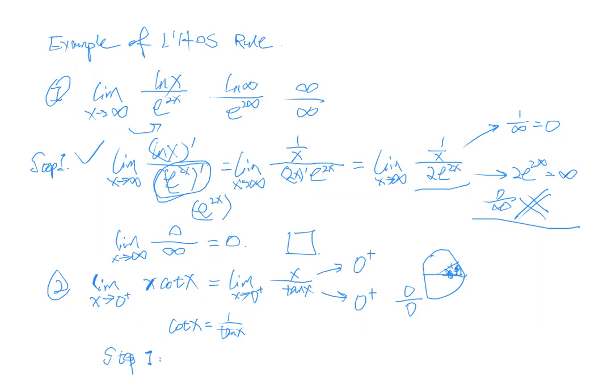So first, apply it the first time. What do we get? We get 1, which is the derivative of x, over the derivative of tangent x. So now, taking the derivative of tangent x, you will get the answer. You can try to do it by yourself. Yeah, that's it.